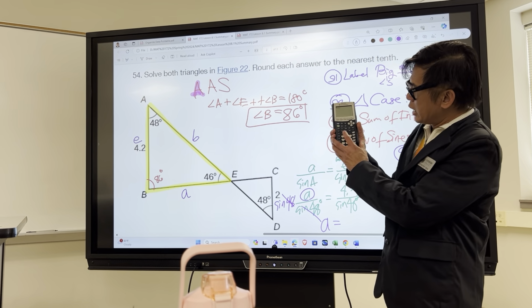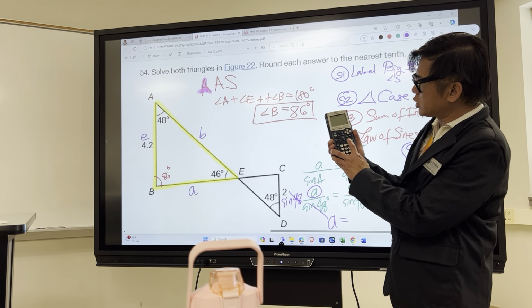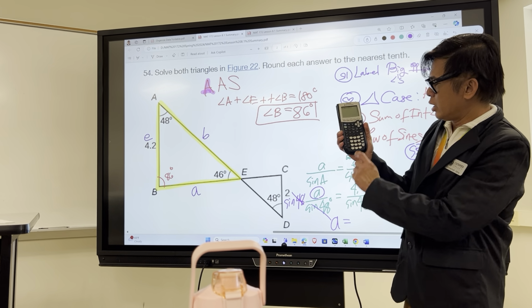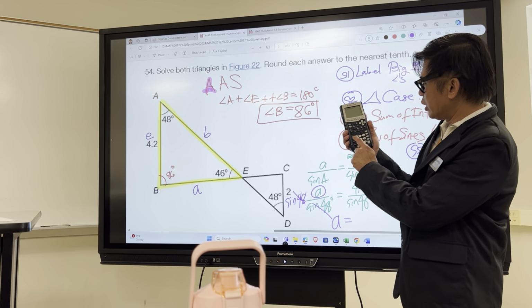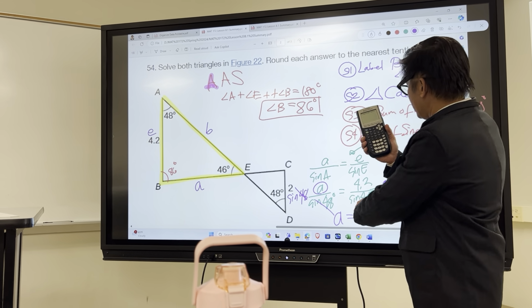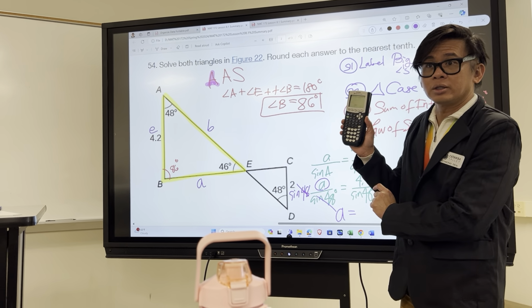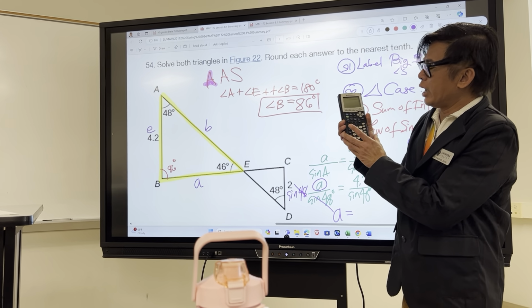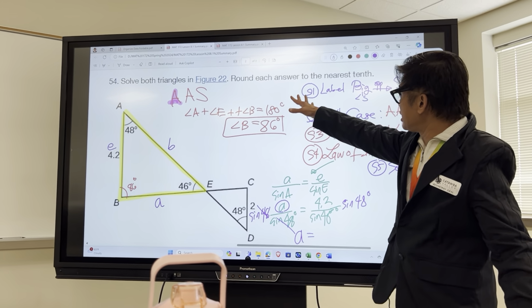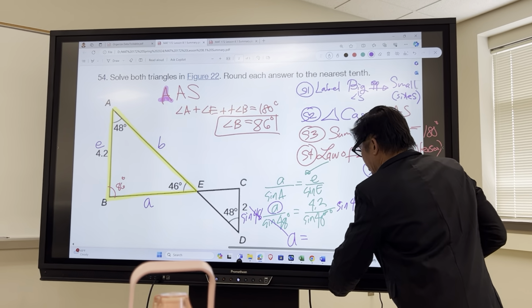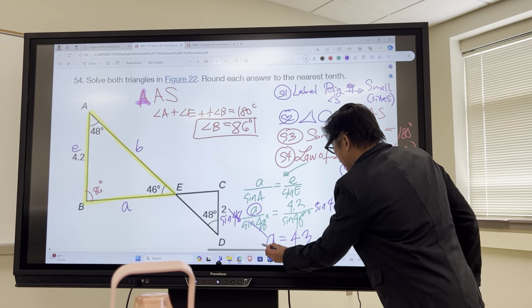4.2, press sine, 48. Close the parentheses first. We good? Divide. There we go. And then put in 1 again, sine again, 46 instead, and don't forget to close. Press enter. What value did you get, guys? 4.3. Again, it says in here nearest tenth, so we're going to put 4.3 for side A. Are we good? And do the same for the rest.